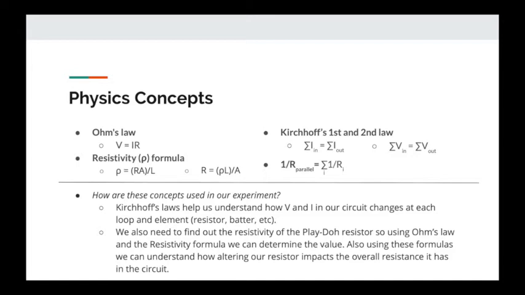For this experiment, Kirchhoff's laws helped us to understand how voltage and current in a circuit change at each loop and element. We also need to find out the resistivity of the Plato resistor. Using Ohm's law and the resistivity formula, we can determine the value. Also, using these formulas, we can understand how altering our resistor impacts the overall resistance it has in the circuit.